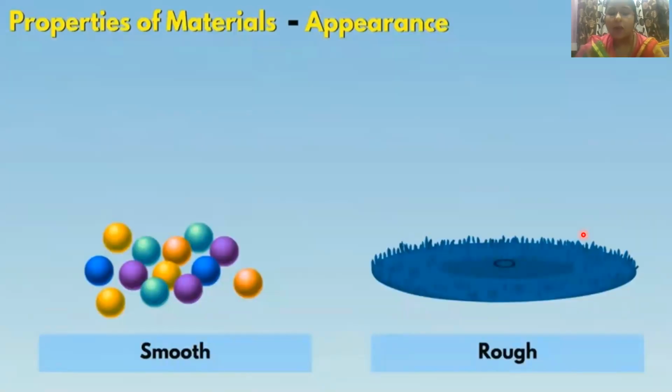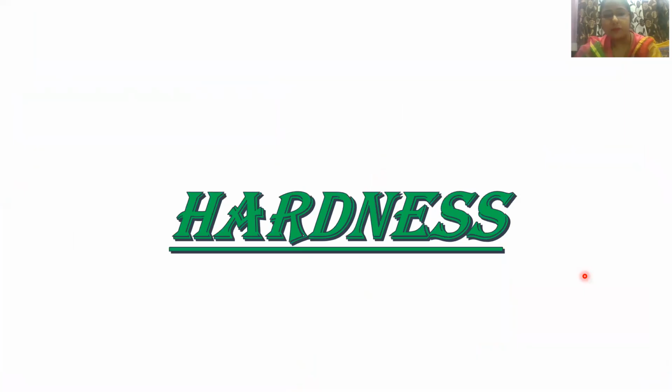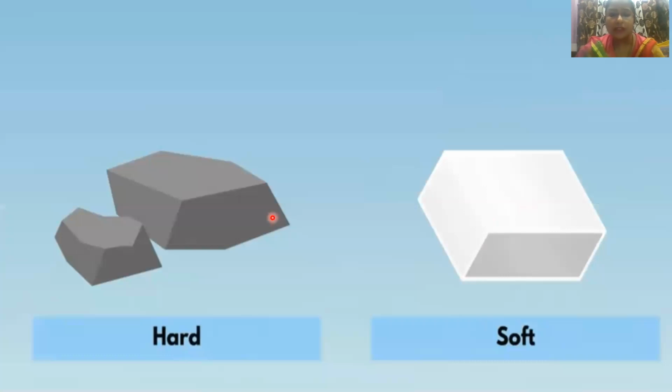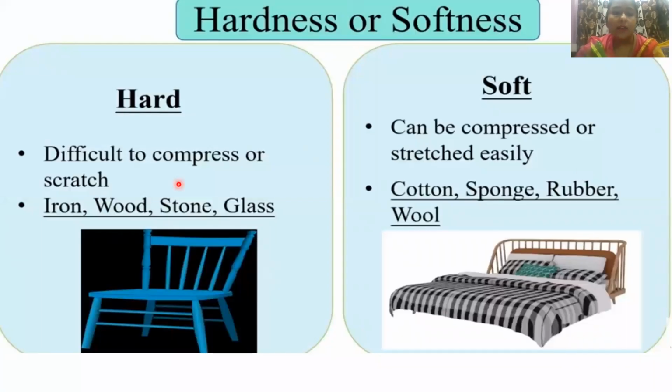Sometimes we can see the object, some are very smooth while some are very rough. Now second property is hardness. Hardness is also classified into two types, that is hard or soft. This is a hard object and this is a soft object.